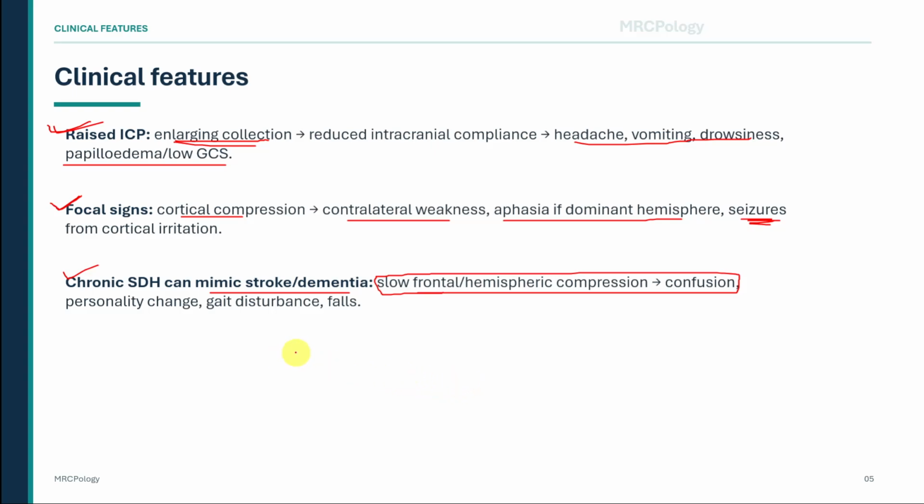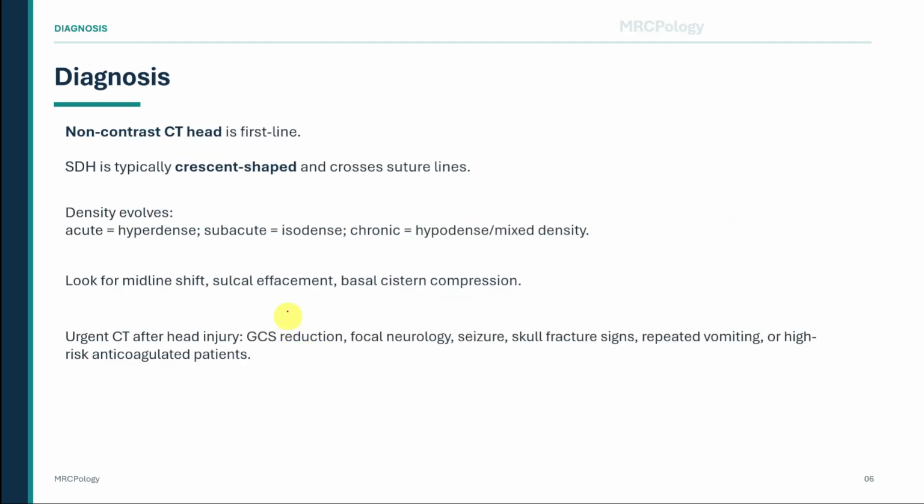Diagnosis is usually with a non-contrast CT head. This is the first-line investigation because it is quick, available, and excellent for detecting acute blood and mass effect. On CT, subdural hemorrhage is typically crescent-shaped. It lies along the cerebral convexity and may cross suture lines.